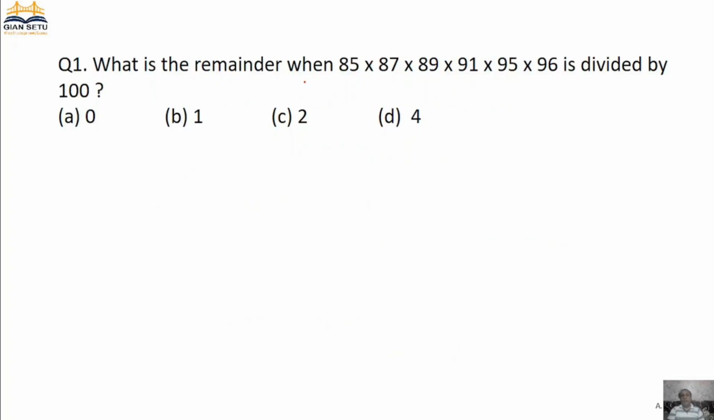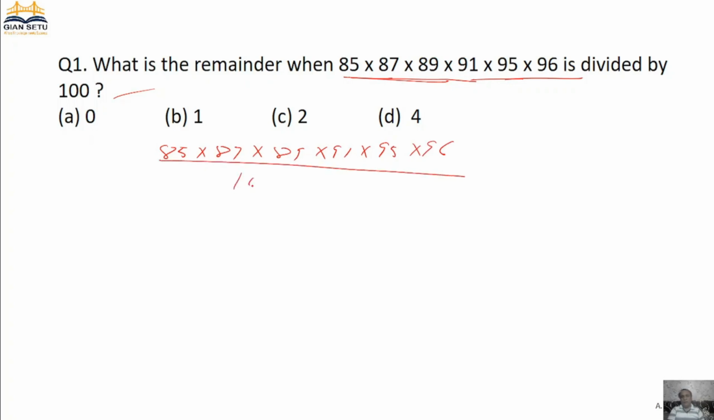Question number 1 is: what is the remainder when 85 into 87 into 89 into 91 into 95 into 96 is divided by 100? So here we need to find what will be the remainder when this product is divided by 100. The given product is 85 into 87 into 89 into 91 into 95 and 96. Now let's divide this number by 100.